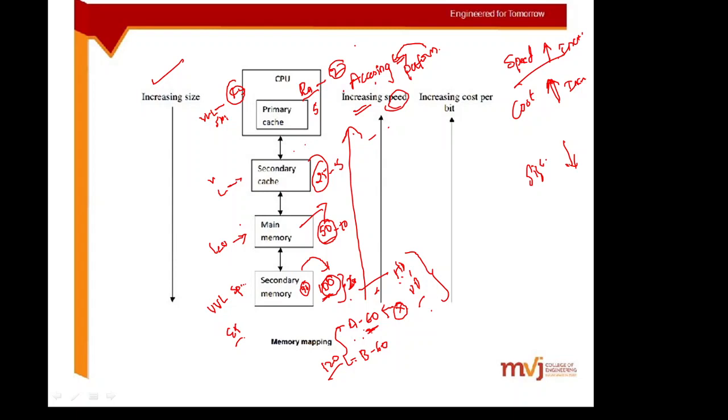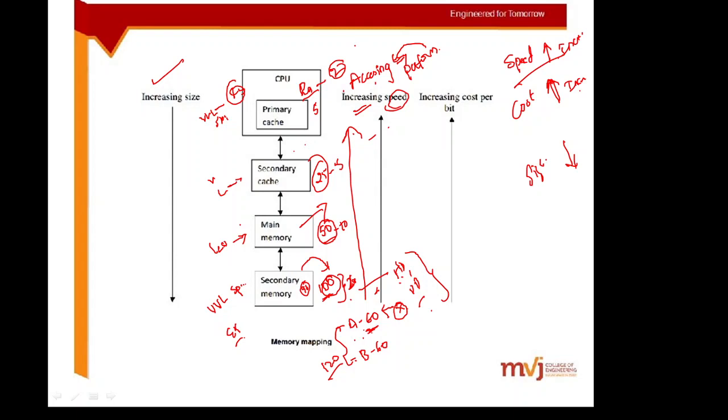So size, in the sense of the number of instructions that we are going to store, is going to decrease. Why? Because when it comes to the registers, we can store very little. When compared to the registers, the cache can store a bit more, main memory a bit more, and secondary memory more still. So the storage of instructions from bottom to top is going to decrease. Secondary memory can store a large amount of data. Main memory is very small when compared to secondary memory. Cache memory is very small compared to main memory, and registers are very small when compared to the cache.